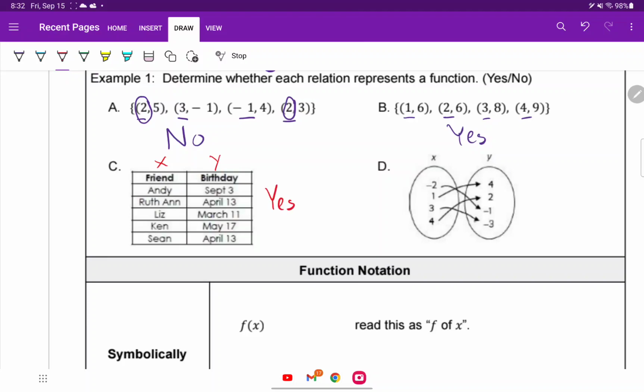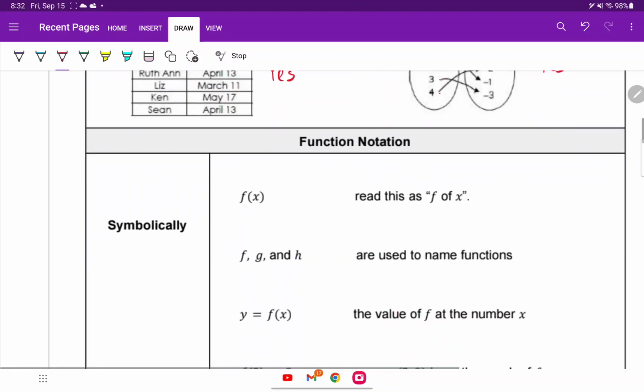And for letter D, we look at the mapping here. If you look at the x mapping on the left side, you'll notice that they only have one arrow coming out of each number. So -2 corresponds to -1, 1 corresponds to 4, 3 corresponds to -3, and 4 corresponds to 2. No x value corresponds to 2 numbers on the y side, so therefore, yes, this is a function. And again, you just look at this. Right here, right here, right here, and right here, there's no more than one line coming from each one, so yes, it is a function.